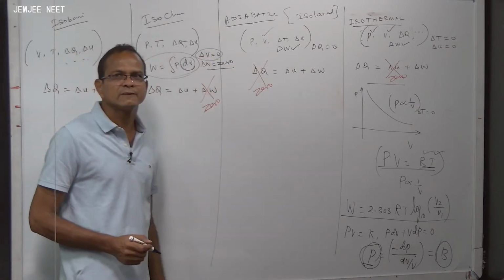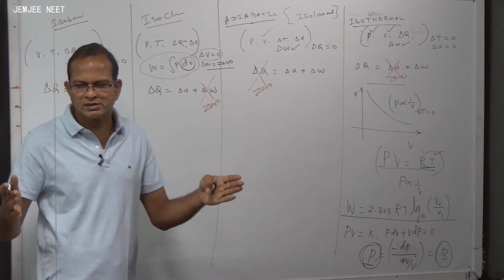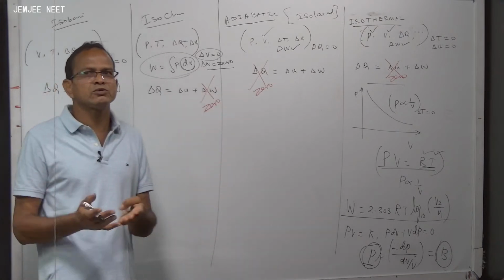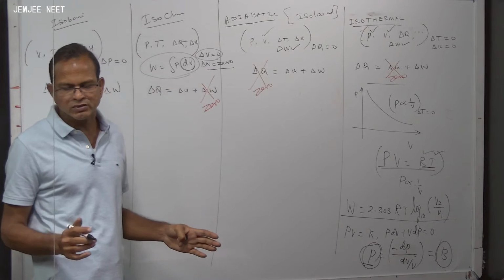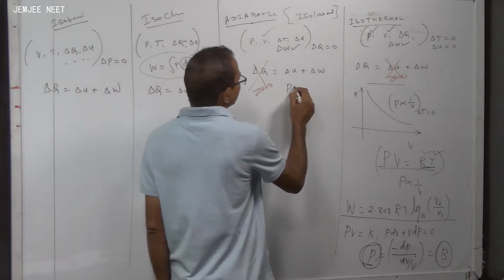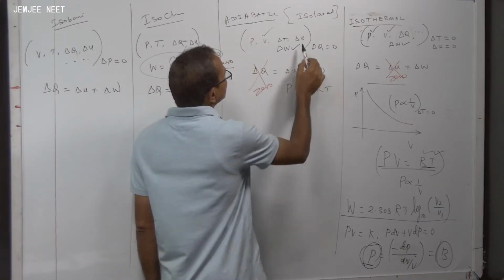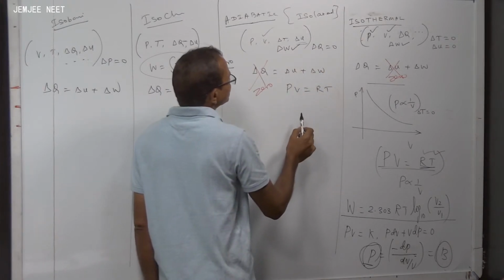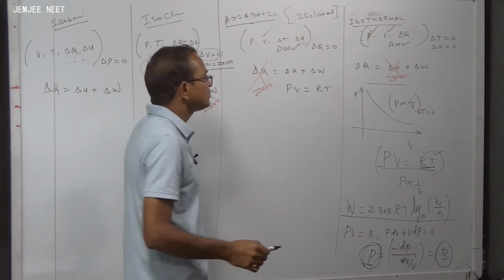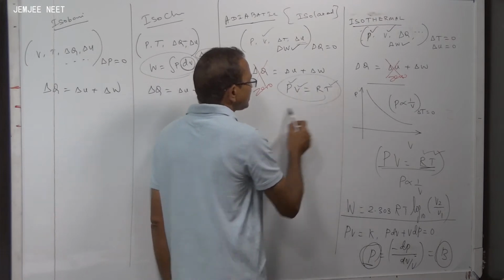Come to adiabatic. In adiabatic, delta Q is 0. You are not going to supply any heat. It is an isolated system. What is the relation? PV is equal to RT for 1 mole. What is not going to change? You won't supply any heat to the system. Can the temperature of the system change? Of course, it can change. Then what equation are we going to arrive at?